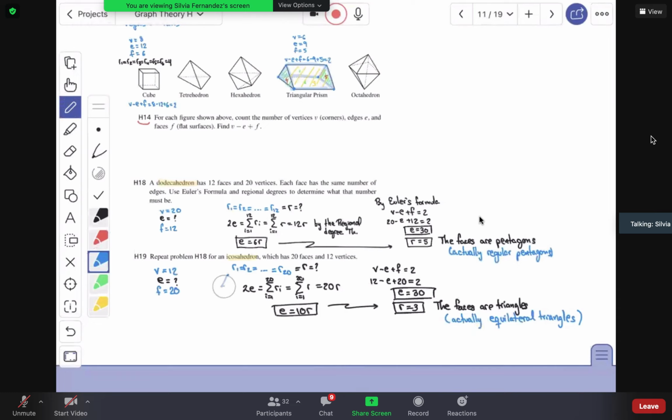So let me just clarify here. All the faces have the same number of edges. And again, not only that, in the regular icosahedron, all the faces are exactly the same size and shape. Okay.